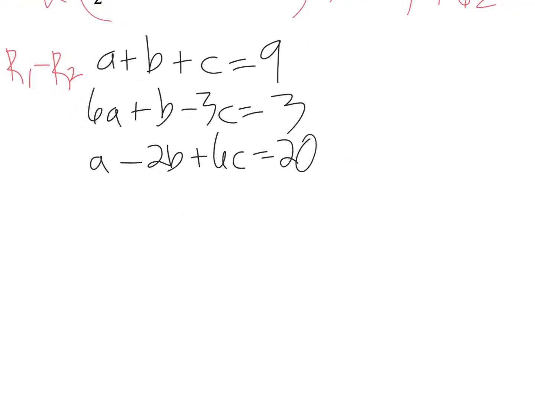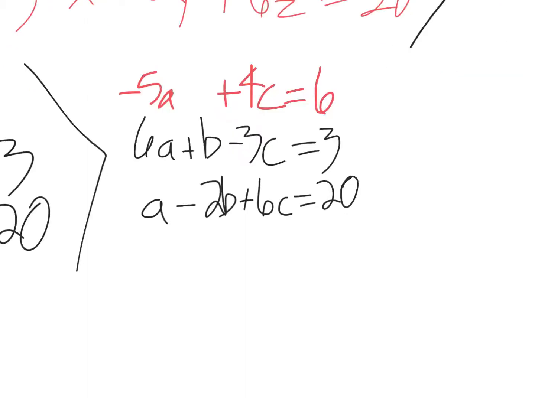So let's see here. I have a minus 6a, so that's going to give me negative 5a. And then I have b minus b, so that'll go away. And then I have c minus negative 3c, so that's like saying c plus 3c, so that's going to be plus 4c. And then I have 9 minus 3, and that's going to equal 6. And so then I just copied down the rest of my other two equations.